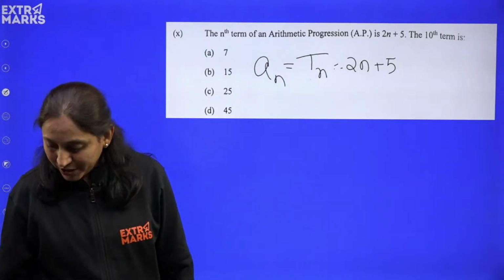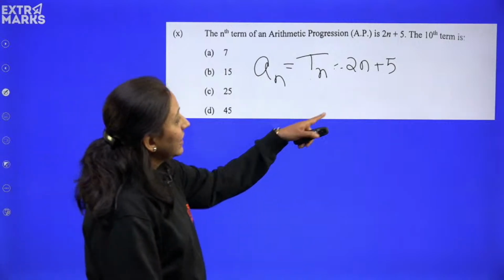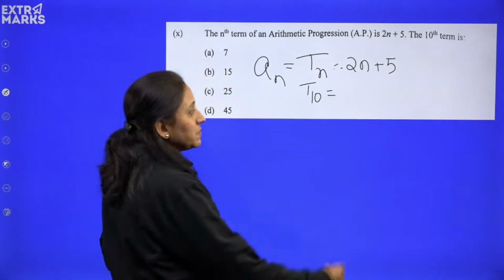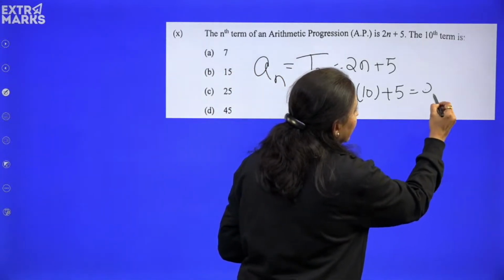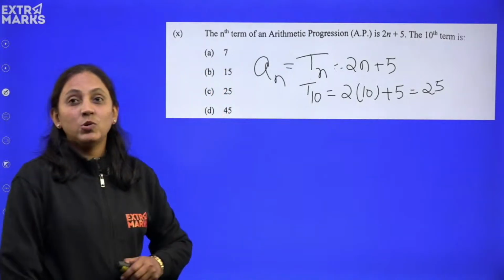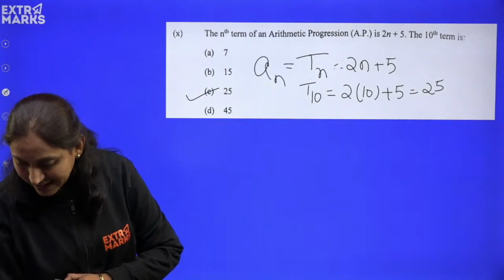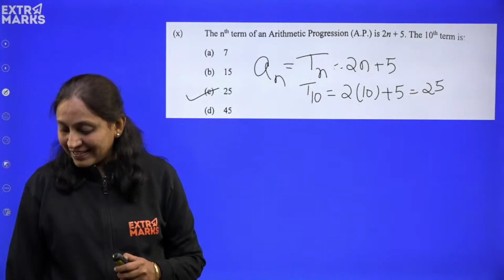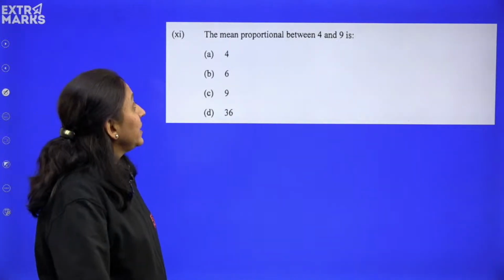So what should we do here? What do we have to substitute? We have to write the value of T10. So we substitute 10 in the place of n and we get the answer 25. The correct option is C. Aishwarya, Radha, Shubhangi, Swati, you're right once again. So 10 on 10 till now. Very nice.